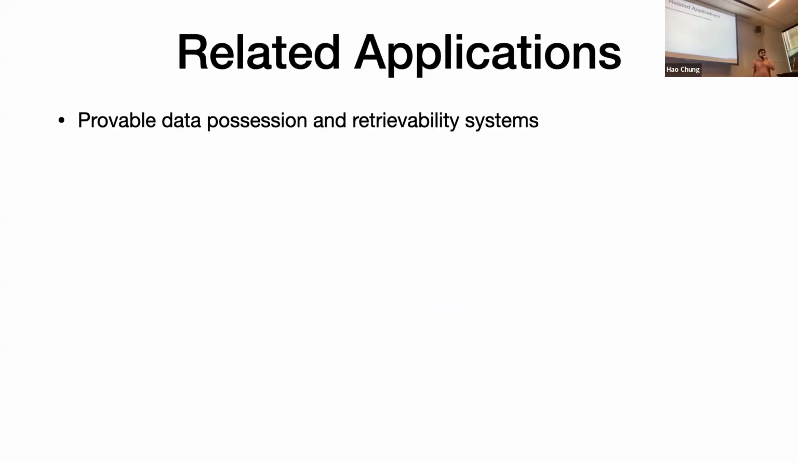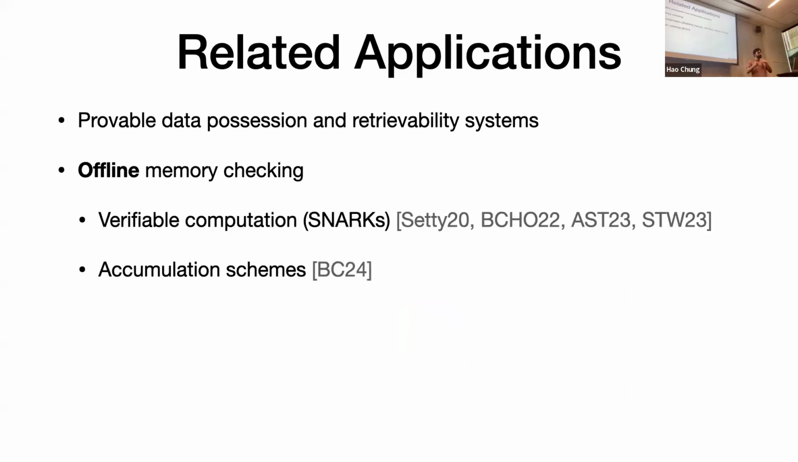I'll briefly mention some other applications. Memory checkers are also related to provable data possession and retrievability systems. And there's a related notion of memory checking called offline memory checking, which is a version where there's a bunch of user queries, and then at the end, you just have to say either they were all correct or there was some issue somewhere. And this notion of memory checking has been used in a lot of practical SNARK constructions and accumulation schemes.